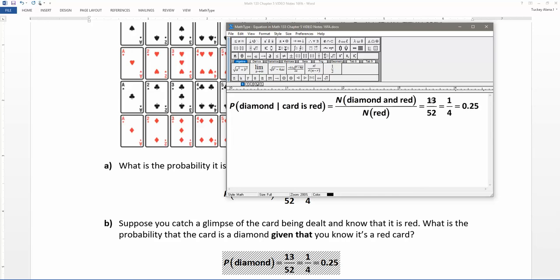Okay, well, there's 13 diamond and red cards. All the diamonds are already red, so all 13 of those are going to count. Divided by how many red cards there are. Well, there aren't 56 red cards. There's only 26 red cards, and that gives us a half, which is 0.5.